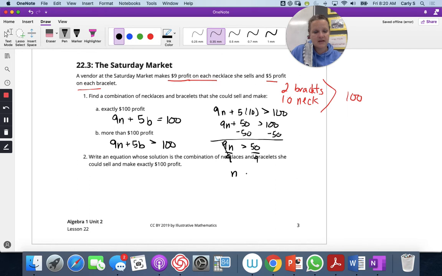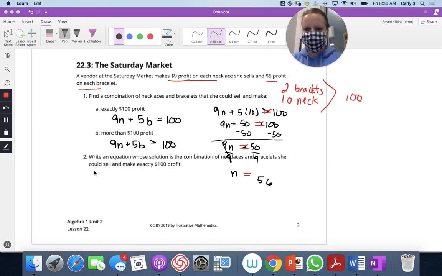So n, and actually we've been teaching you to do equalities and then figure it out at the end. So n equals 5.6. It can't be. All right, I got distracted. Now I have a mask on. So let's see. I think we were on number 2. Write an equation whose solution is the combination of necklaces and bracelets. Nope, we did that one. Oh, wait. Write an equation for exactly $100 profit. As usual, I got ahead of myself.